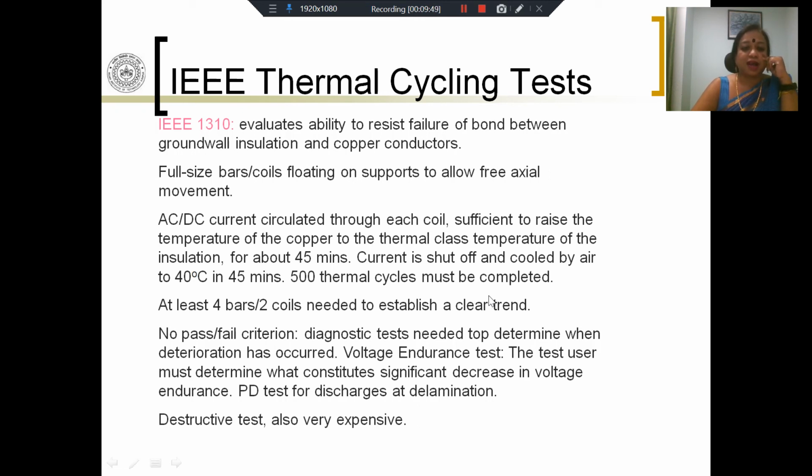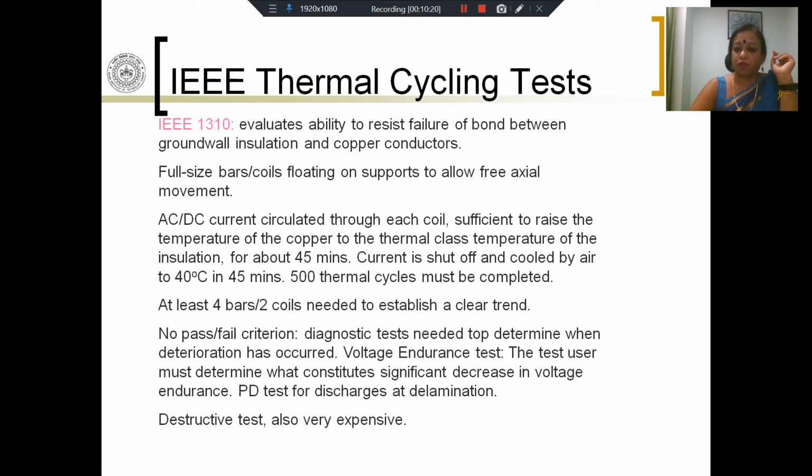And you don't test this on every bar, on every coil. You need at least 4 bars or 2 coils to establish a clear trend. Now, in this case, what is the pass-fail criteria? You have thermally cycled the bars. After you have done the cycling, what would happen to the bars to indicate that it has failed? You need a diagnostic test. It will not pass or fail. You need a diagnostic test to determine if deterioration has occurred.